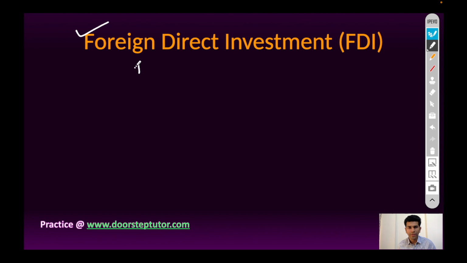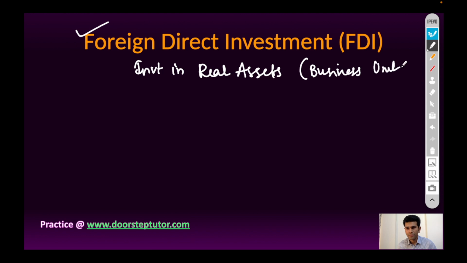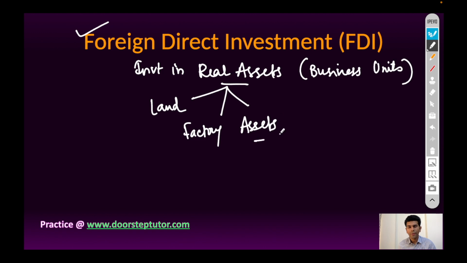So foreign direct investment means investment in real assets of business. Real assets means land, factory, other assets like plant and machinery, furniture, inventory of business. Inventories means stock, stock of raw material, stock of finished goods. It is called the product of business. So when a foreign business organization starts their business in India, it is called foreign direct investment.